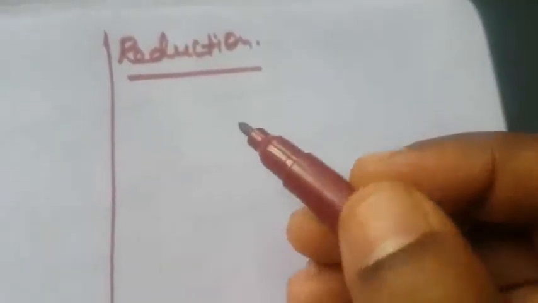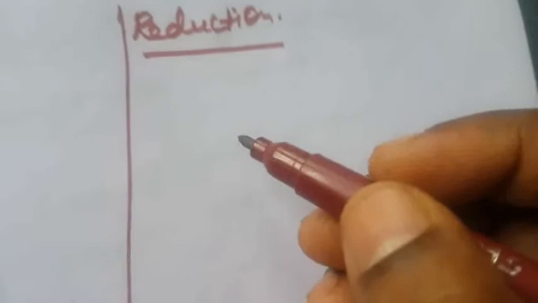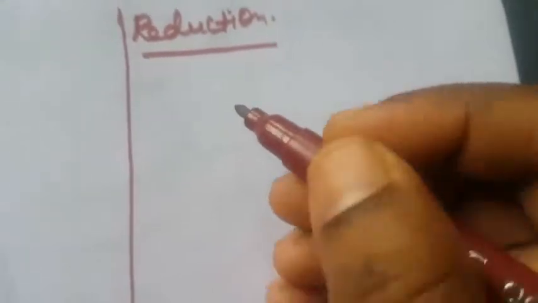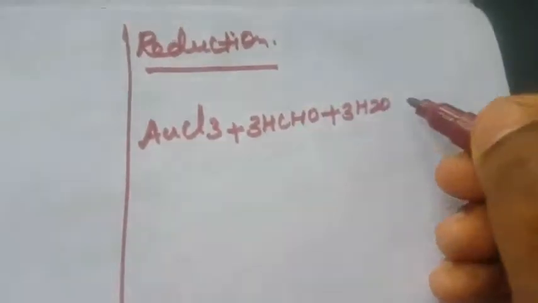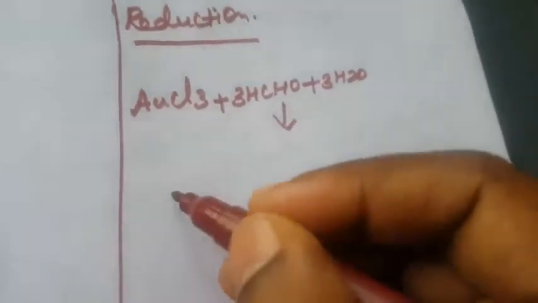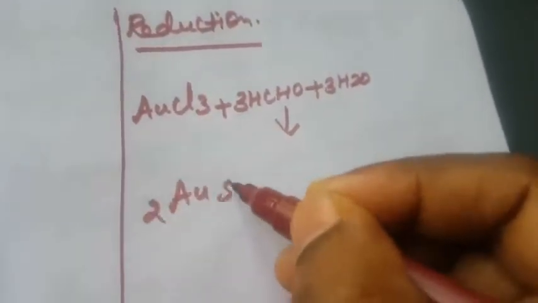So what is meant by reduction? Many organic reagents, such as phenylhydrazine and formaldehyde, are used for the reduction in the preparation of this sol. Here we have auric chloride, that is a gold salt. How is the gold sol prepared? It reacts with formaldehyde, HCHO, in the presence of water molecules, and that gives the gold sol.